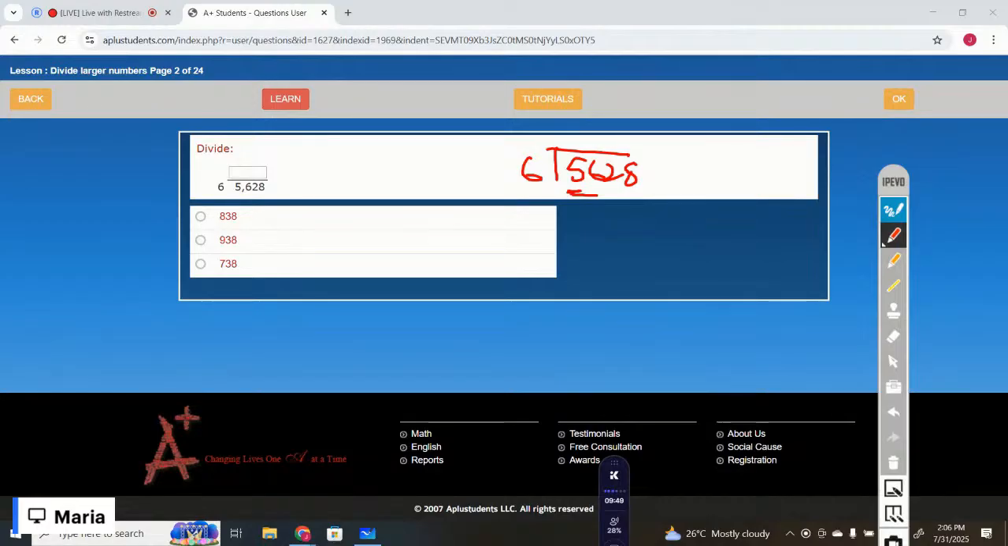We need to count a table of 6 until 56. We can go for 6 times 9 is 54. 6 take away 4 is 2 and 5 take away 5 is 0. Now let's bring the next digit down. Let's count a table of 6 until 26. Six times 4 is 24. 6 minus 4 is 2. 2 take away 2 is 0. Now let's bring the next digit down, that makes it 22.